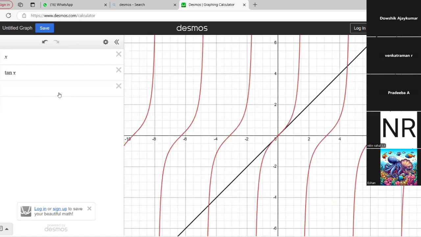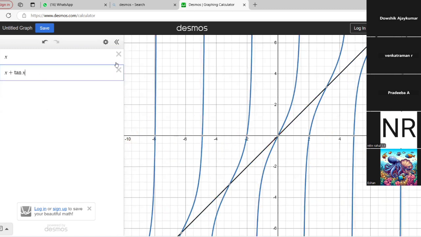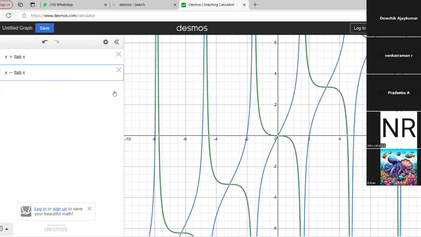Discontinuous, sir. It will be discontinuous at those points. x plus tan x, you see now what happens. When I do x plus tan x, it would still be discontinuous at those points where tan x was not defined. Same thing will happen when I do x minus tan x. It will still be discontinuous at those points where tan x was not defined.